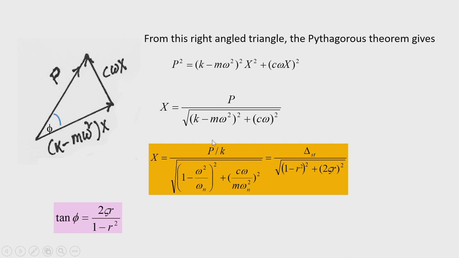And in a similar fashion, after certain manipulation, we can get the magnitude of the steady state response as delta st root over 1 minus r square whole square plus 2 xi r whole square. So this is the graphical method of finding the magnitude of the steady state response. And the phase angle you can note here, tan phi is given by c omega X divided by k minus m omega square into X. After introducing the frequency ratio and other relations, k by m equal to omega n square and c by m equal to 2 xi omega n, we can arrive at the phase angle tan phi equal to 2 xi r divided by 1 minus r square.